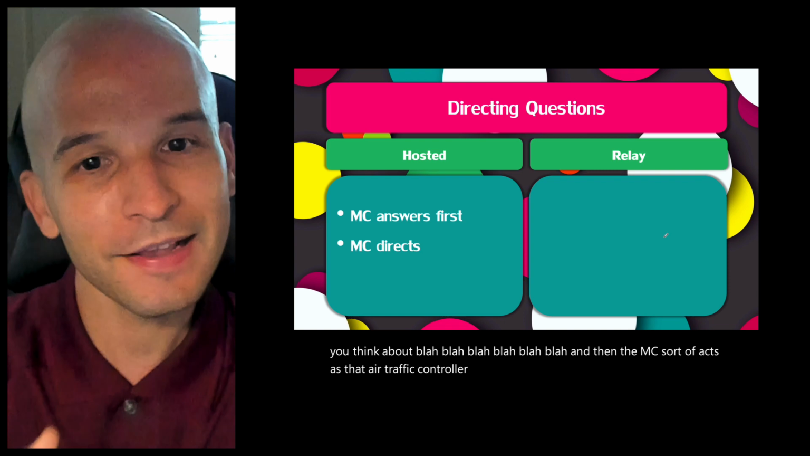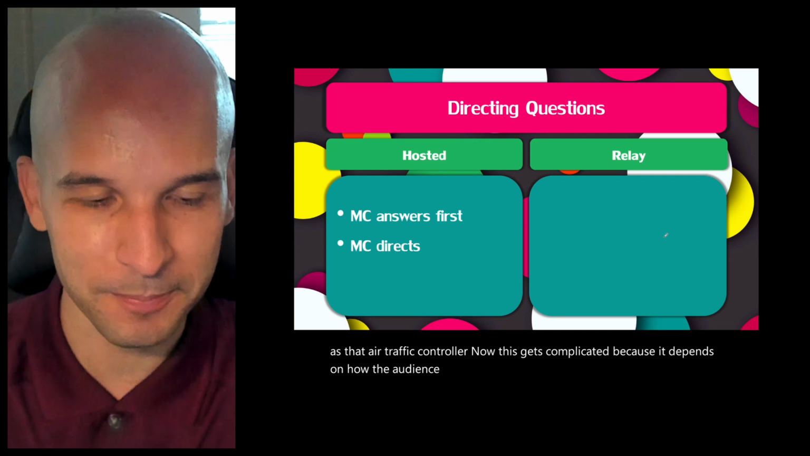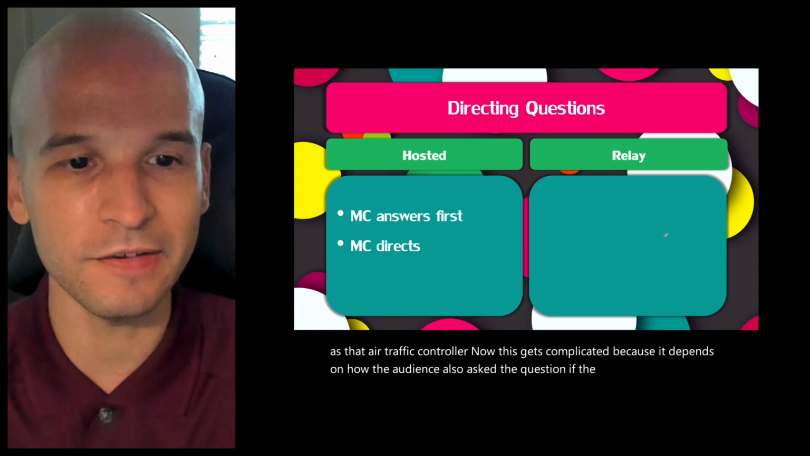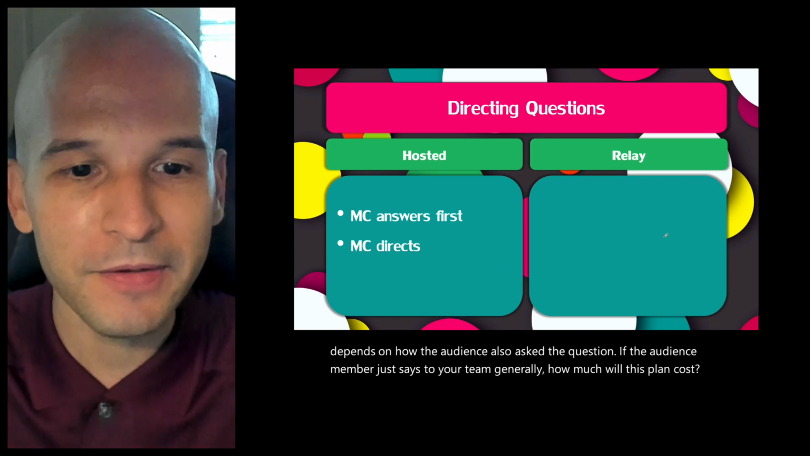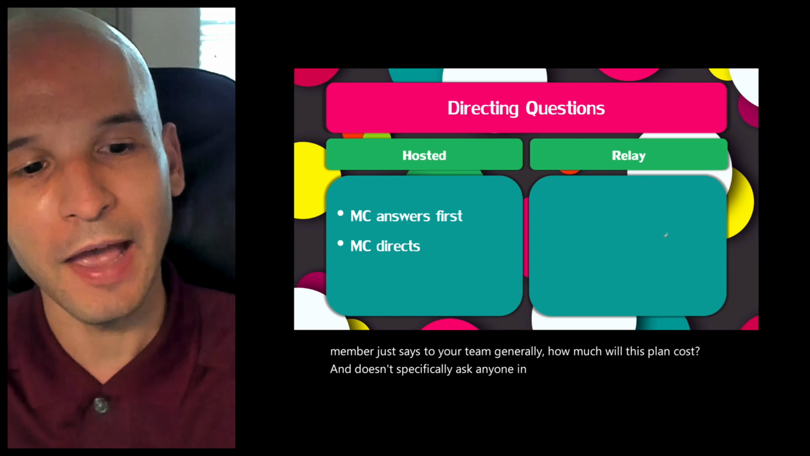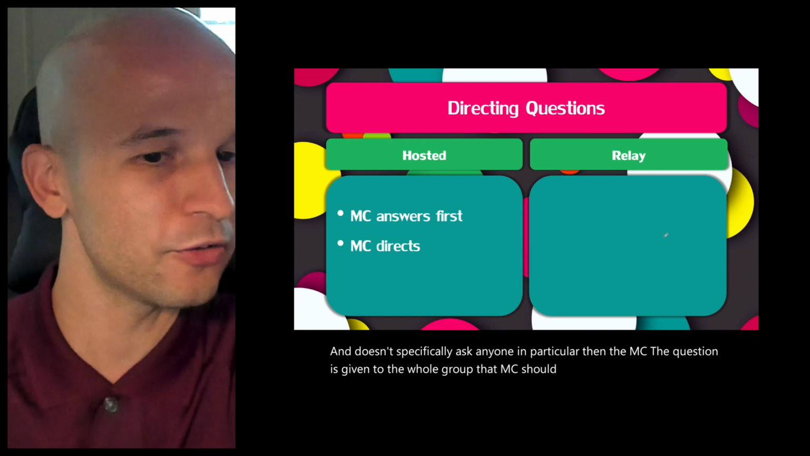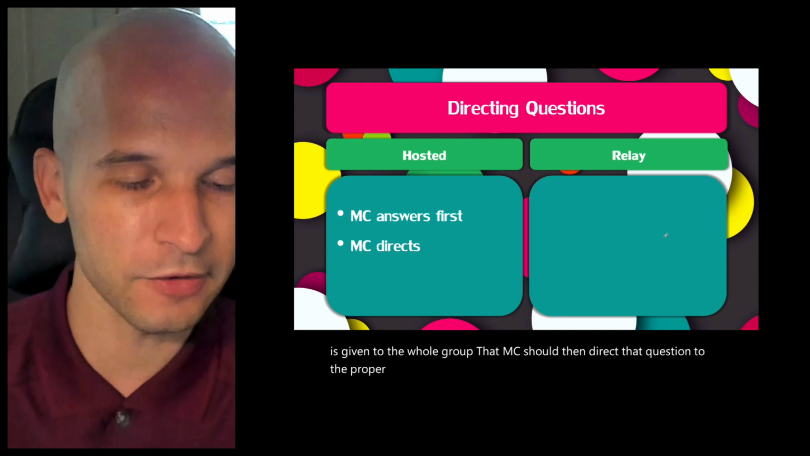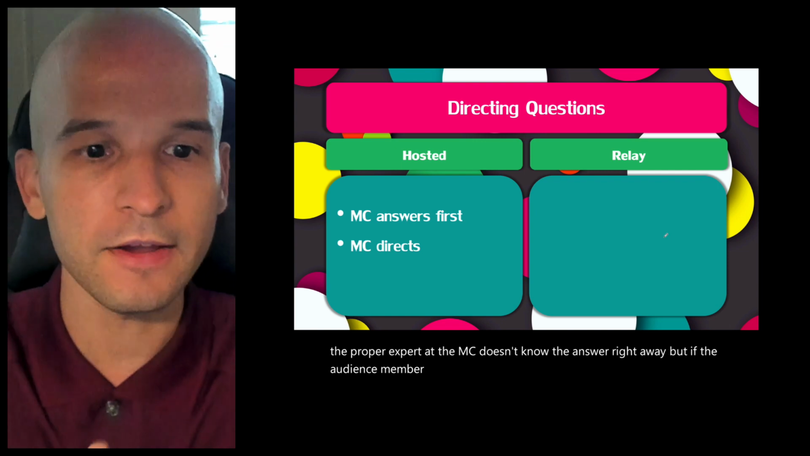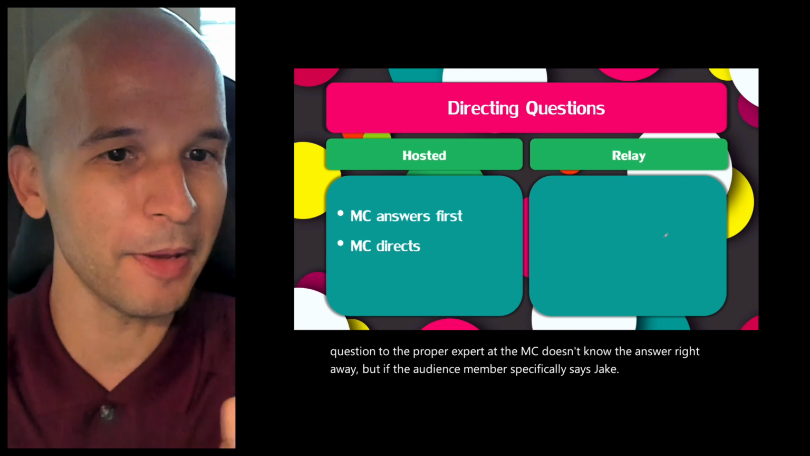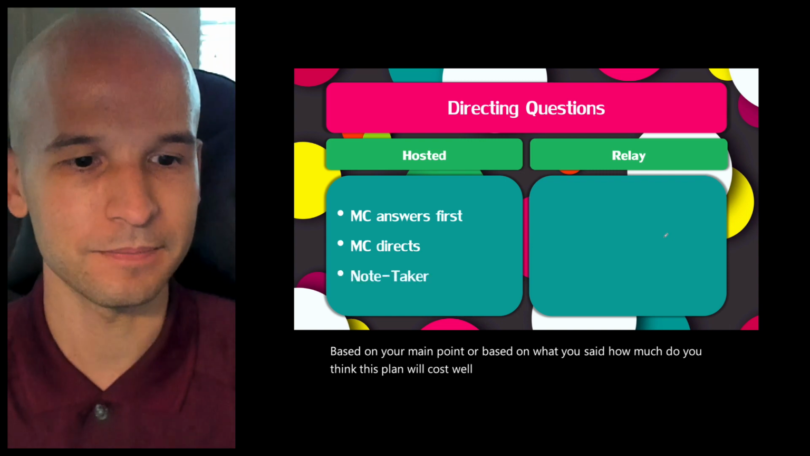Now, this gets complicated because it depends on how the audience asks the question. If the audience member just says to your team generally, how much will this plan cost, and doesn't specifically ask anyone in particular, then the question is given to the whole group. The MC should then direct that question to the proper expert if the MC doesn't know the answer right away. But if the audience member specifically says, Jake, based on your main point, how much do you think this plan will cost? Well, then Jake has to take the question.